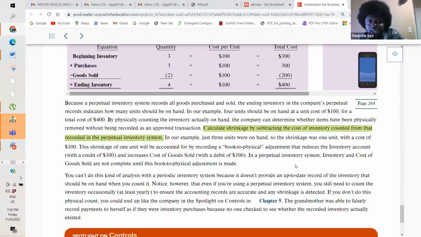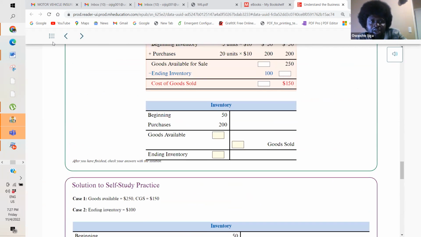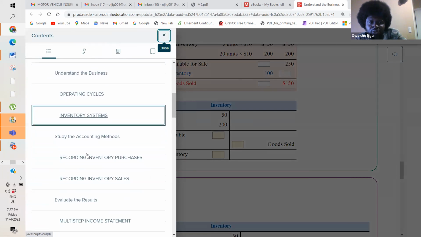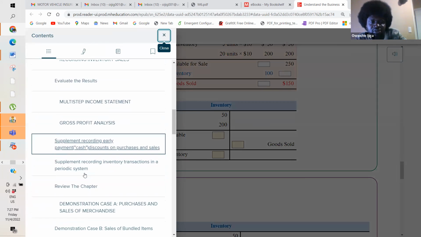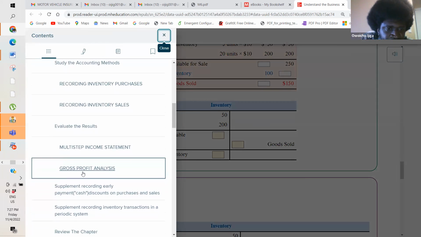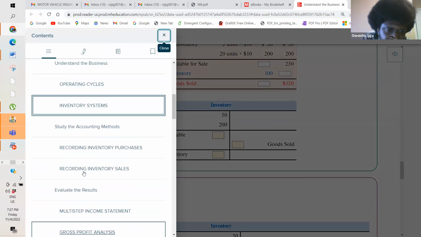Without taking much of your time, let me quickly go and talk about the LIFO and the FIFO. And then we solve the problems and we're done. We're almost done. Let me go to chapter 7.